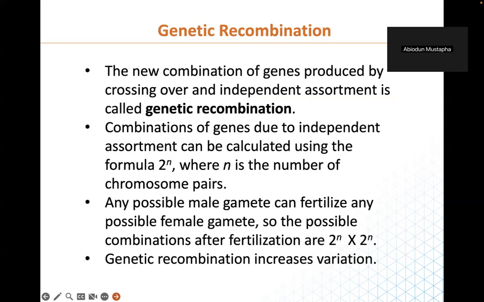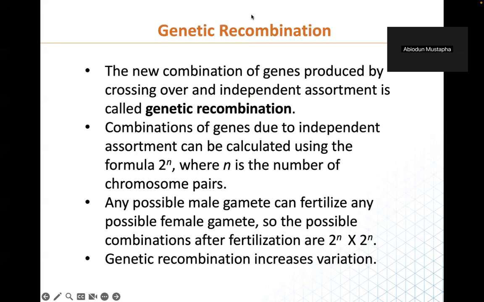The new combination of genes produced by crossing over and independent assortment is called recombination. As the name implies, a recombination is a combination after the breaking up, after the separation. So a combination after the separation is called recombination.